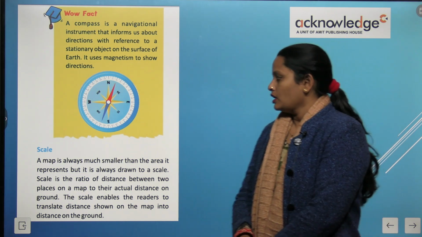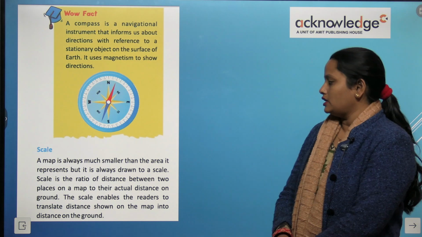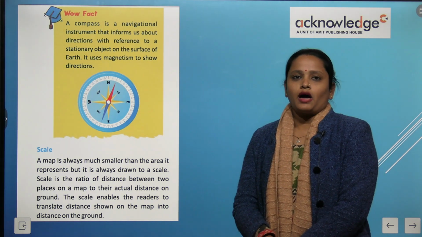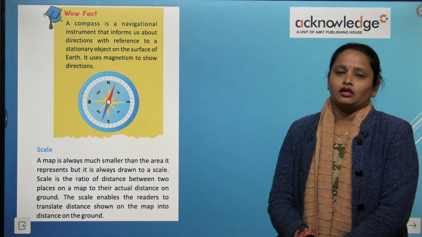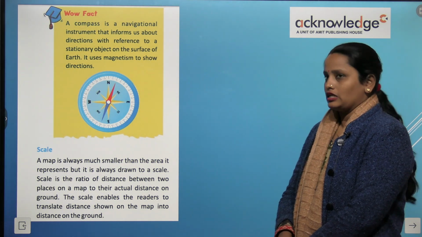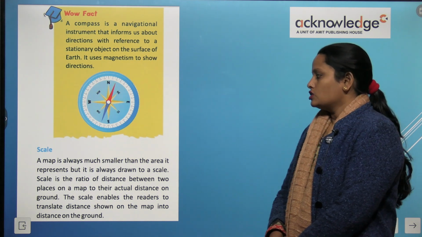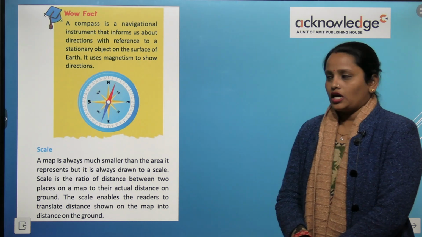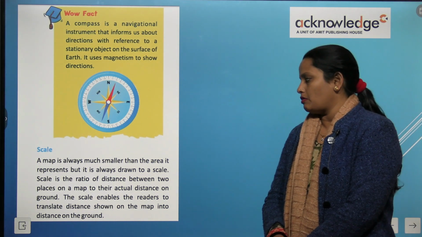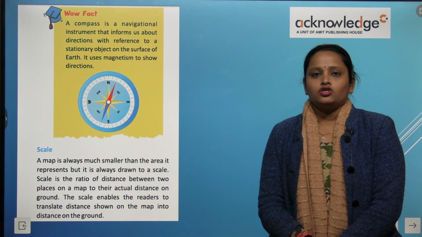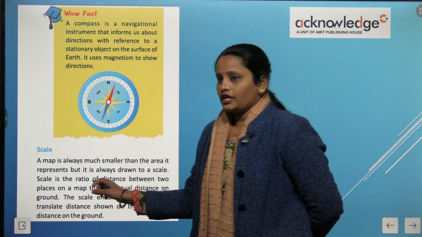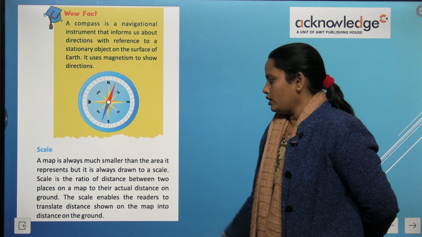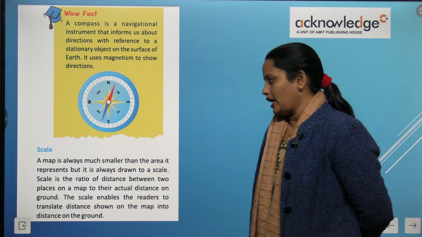Next is the scale. A map is always much smaller than the area it represents, but it is always drawn to a scale. So map जो है किसी भी एरिया से छोटा होता है. अगर कोई एरिया है उससे छोटा ही मैप होगा, उस एरिया को छोटा ही शो करेगा. So ऐसे में स्केल की जरूरत होती है जिसपे वो मैप ड्रॉ किया जाता है. Scale is the ratio of distance between 2 places on a map and the actual distance on the ground. So scale क्या है? ये रेशियो बताता है दो प्लेसेस के बीच में जो डिस्टेंस है और जितना उनका एक्चुअल डिस्टेंस होता है ग्राउंड पे.